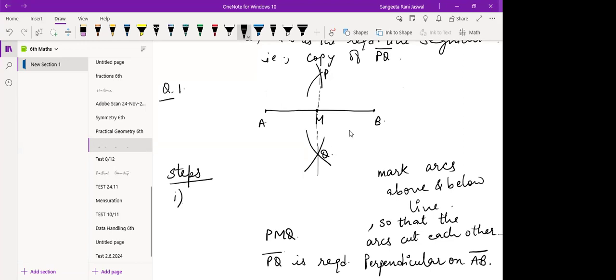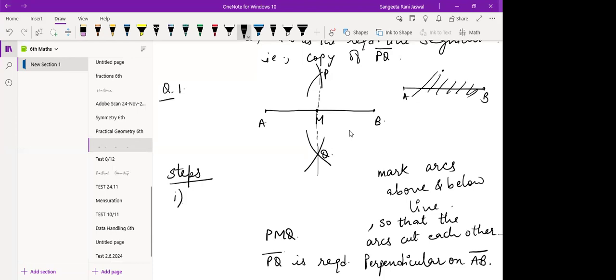Now, how do you construct a perpendicular when the point is not on the line, when the point is somewhere outside the line? Yes, ma'am. So that also we'll learn. Now you just constructed the perpendicular when you had this center point on the line. So now you will be looking at the other part of it.